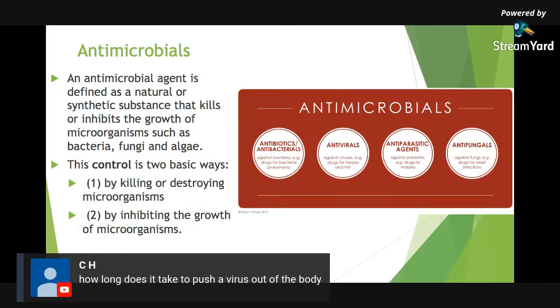This picture I used last week during the immunity talk. But basically, we have antibiotics or antibacterials that control bacteria. We have antivirals that control viruses. We have antiparasitic agents that control parasites, and we have antifungals that control fungi.